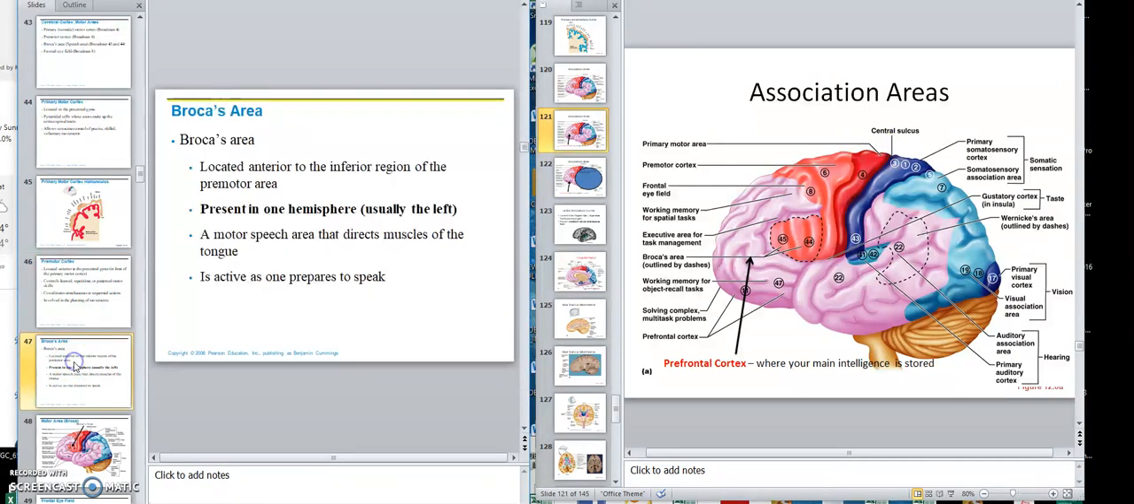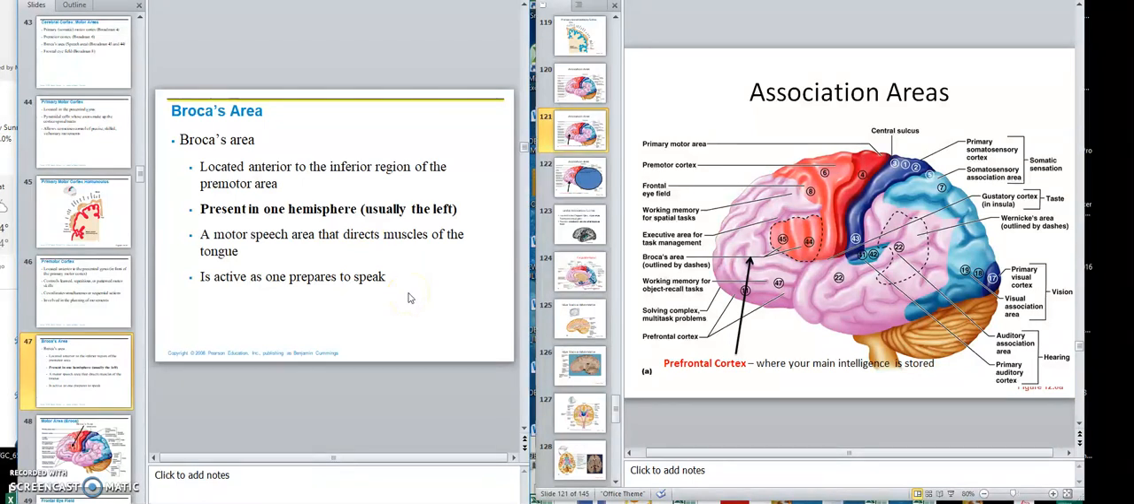Let's see what we got here. Broca's area, located in the anterior inferior part of the premotor. Broca's speech area is present on one hemisphere, usually the left. That's it there. Now that's the area that actually moves the lips, a motor speech area that directs the muscles of the tongue, the lips, the vocal cords, all that stuff. Anything involved in that is active as you get ready to speak.